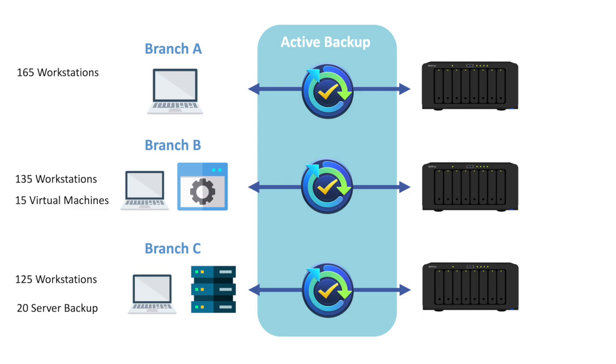So for their scenario, they've got obviously multiple branches with different requirements varying across the business. For the first one, they've got primarily PC workstations, about 165 of those. In the second branch, they've got a mix of PC workstations and virtual machines. And in the final branch, they've got a mix again, this time it's PCs and servers. So as you can see, regardless of their scenario, they can employ Active Backup for Business, having all of their crucial data protected and backed up directly onto the Synology NAS.